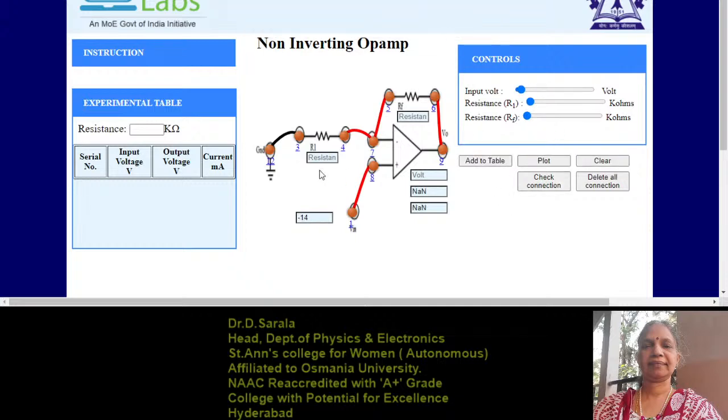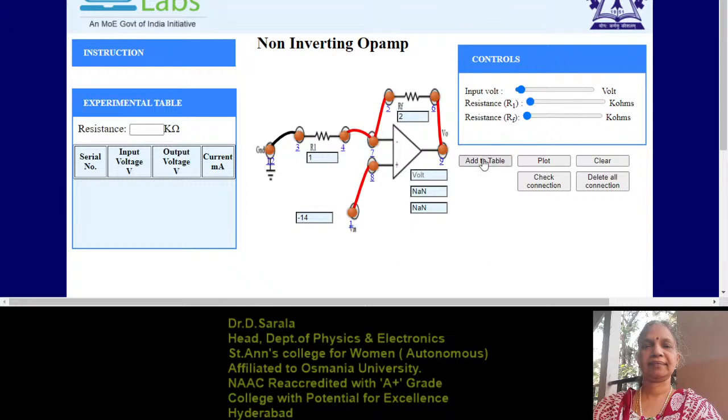Now let me fix R1 as 1. Let me fix RF as, let us say, 2 to start with. Same R1, RF values I am taking again. Now the difference is the gain is given by 1 plus RF by RA. So RF is 2, R1 is 1. So 1 plus 2 is 3. The gain is expected to be 3.